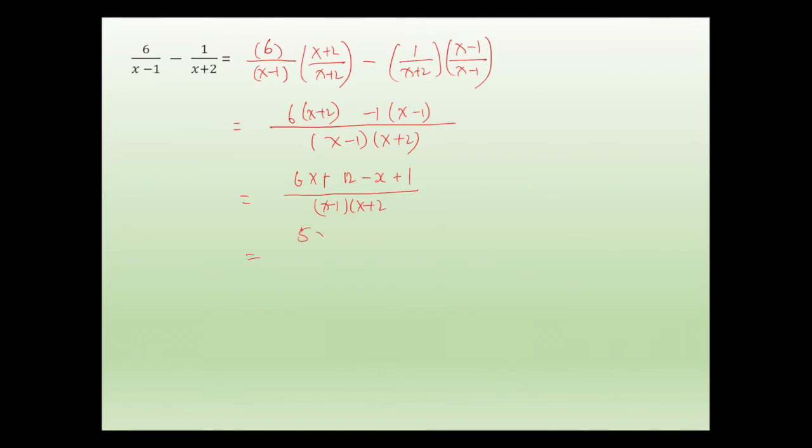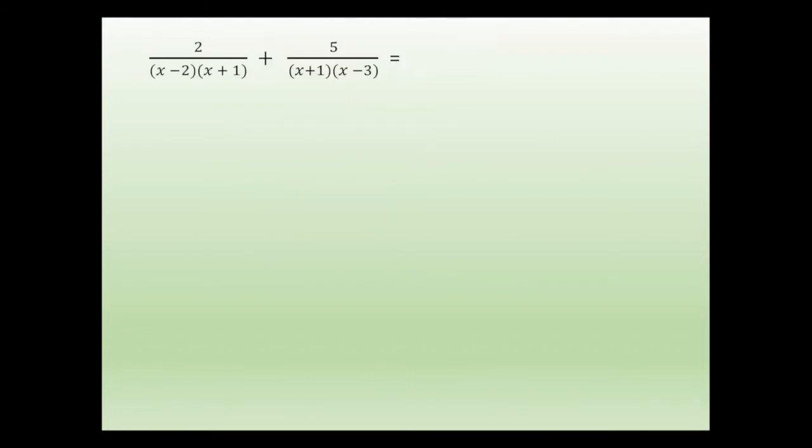Collecting like terms, 6x minus x is 5x, 12 plus 1 is 13, over (x minus 1)(x plus 2). You don't actually have to expand the denominator, just leave it. Right, the next one, I want you to think about it. Pause the video for a while and think about what you can do.